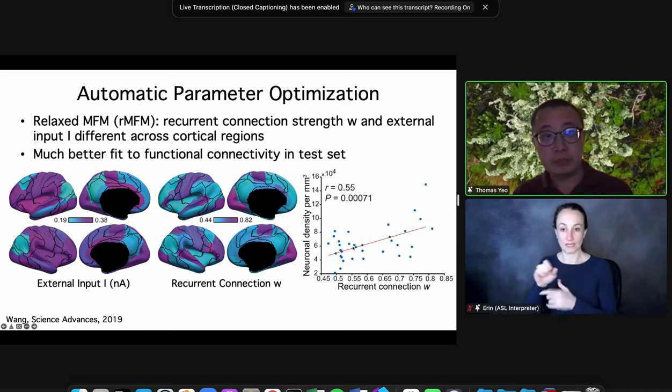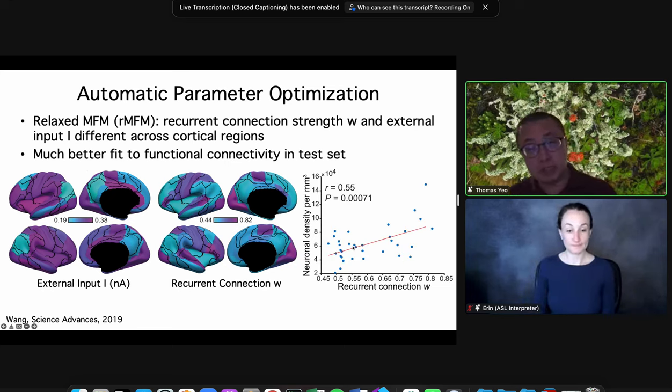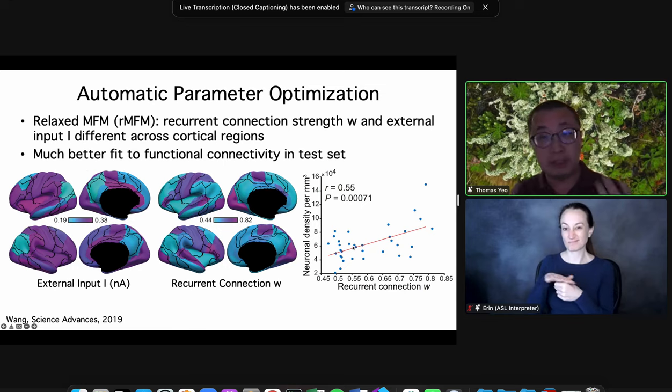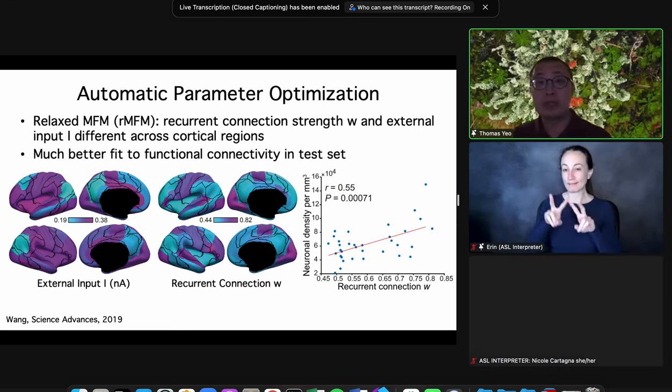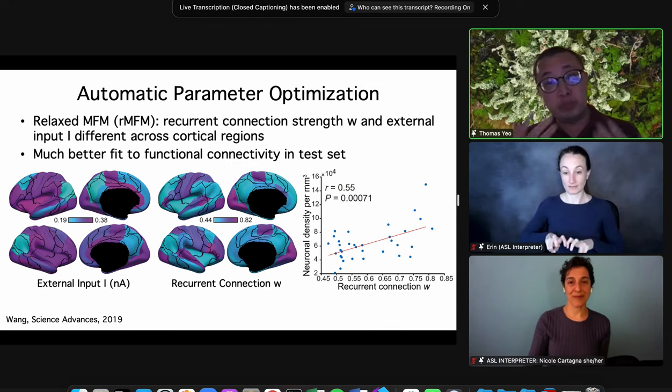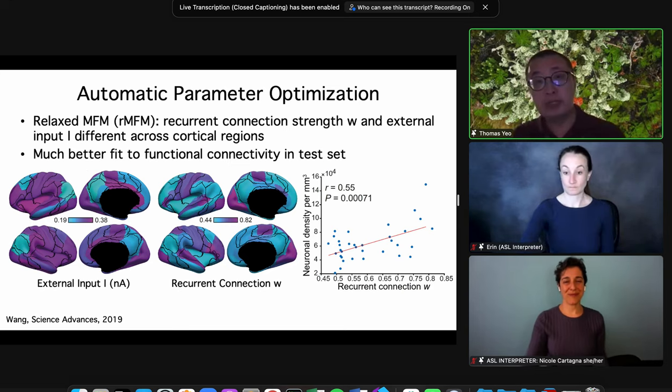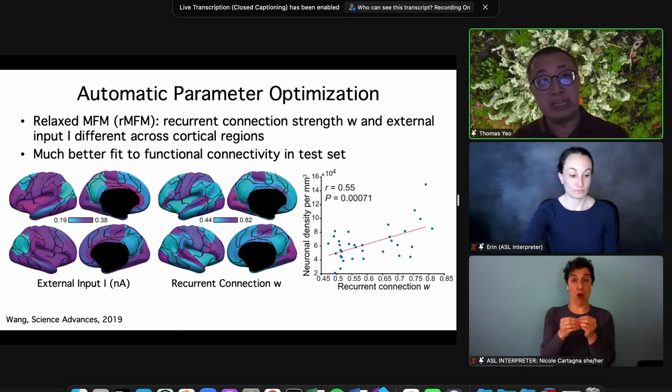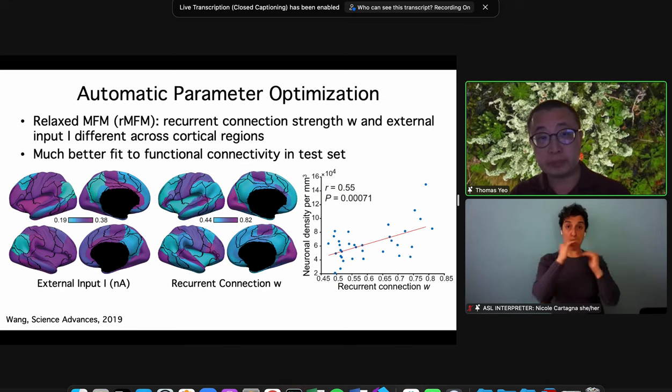So the spatial patterns are correlated with neuronal cell density from histology, correlated with T1, T2 estimate of intracortical myelin, and correlated with the first principal gradient from Daniel Margulies. We also did a meta-analysis of 83 behavioral tasks, and the spatial patterns also agree with the meta-analysis. So overall, without assuming the existence of a hierarchy, the estimated model parameters reveal a large-scale cortical gradient.